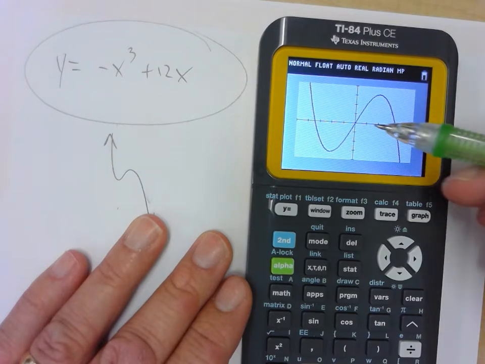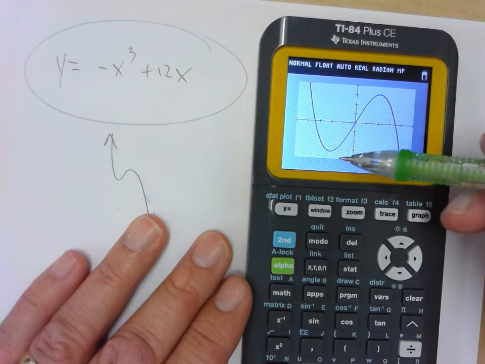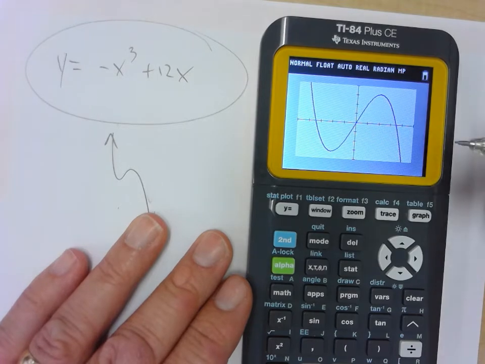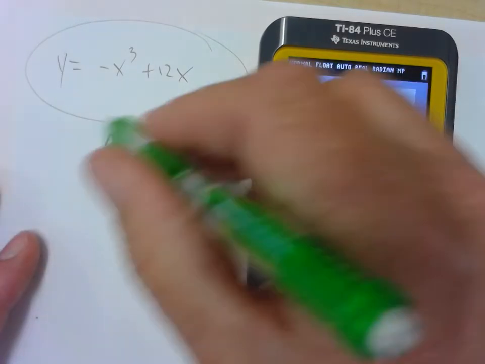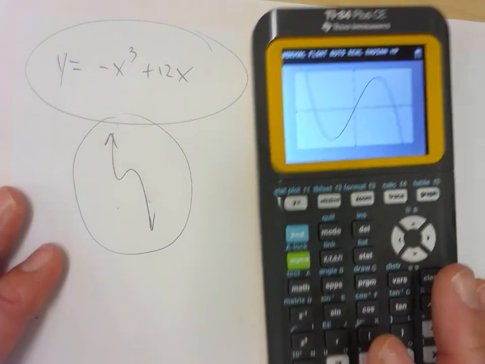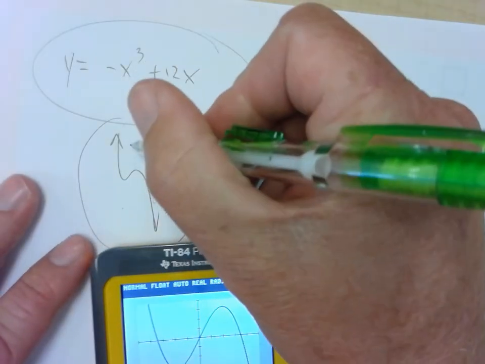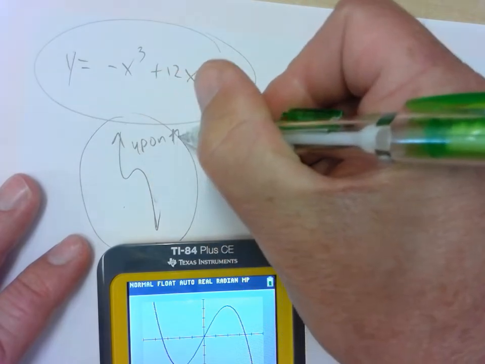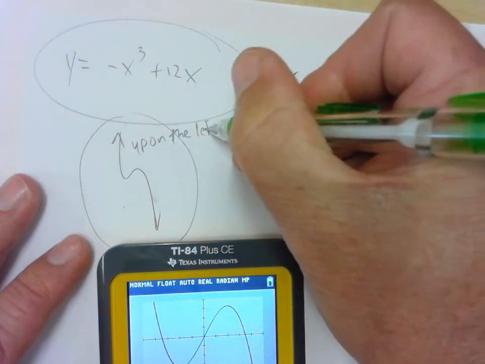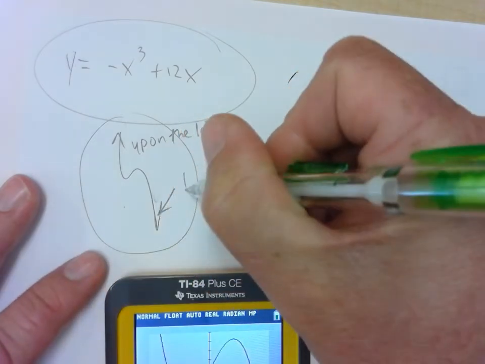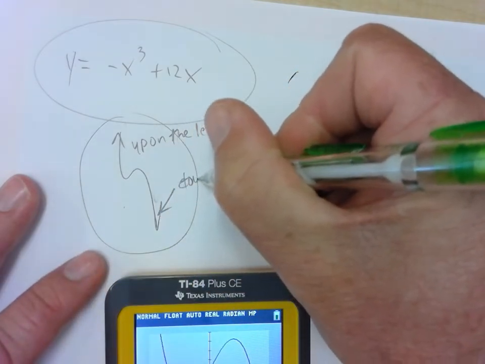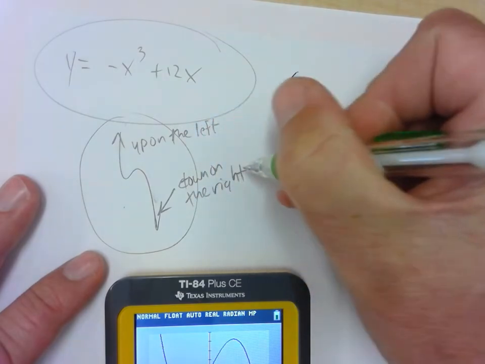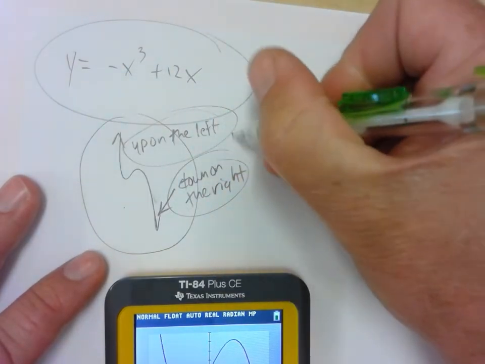Okay, so there's my graph. So it's down, up, down. One of the things I'm going to find about this is, well, we talked about the end behavior. Okay, so the end behavior is it's up on the left, and it's down on the right. So that's the end behavior.